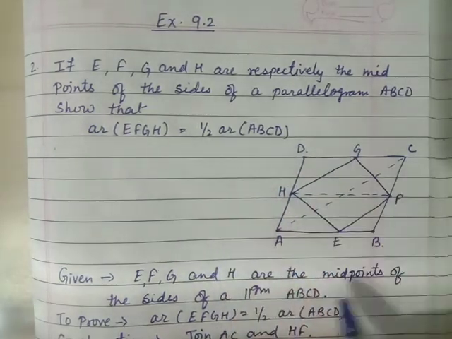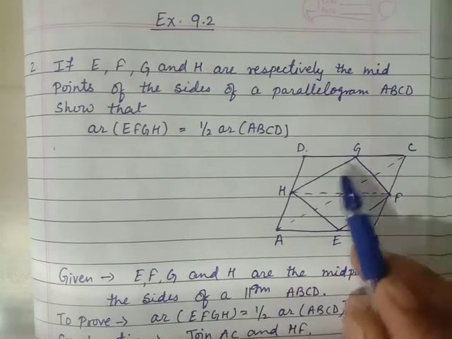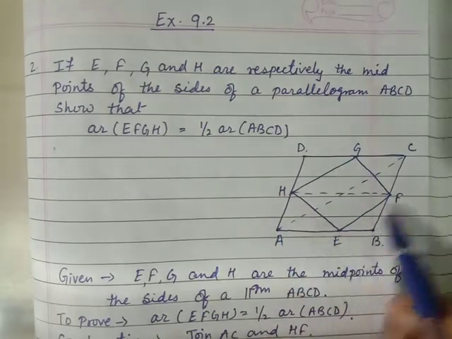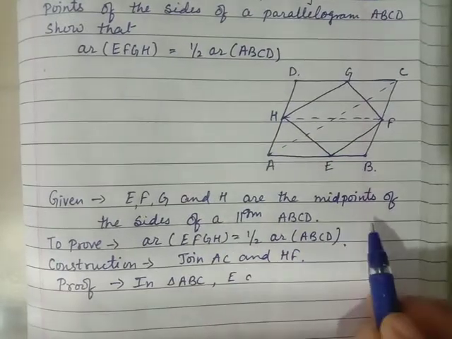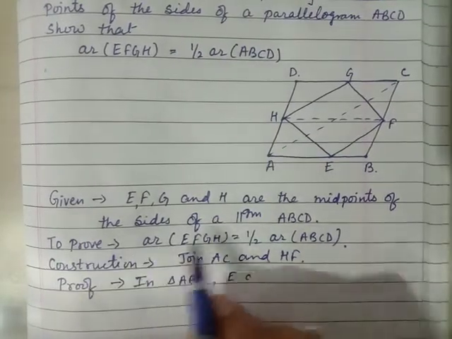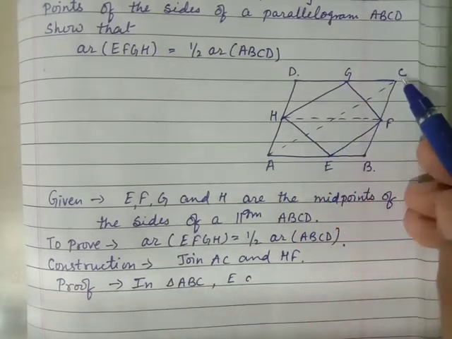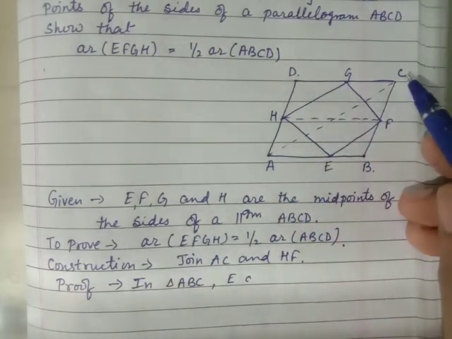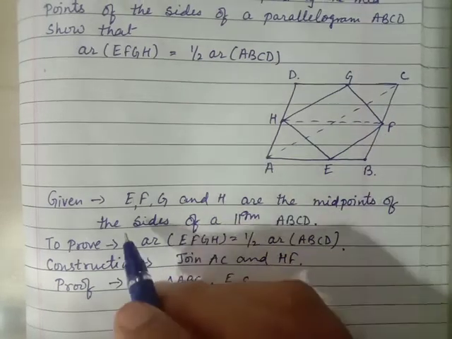See, this is our parallelogram ABCD. E, F, G and H are the midpoints of these sides. So whatever is given we will write that. Then to prove, and for construction we have to join AC. Okay, so let us start our proof.